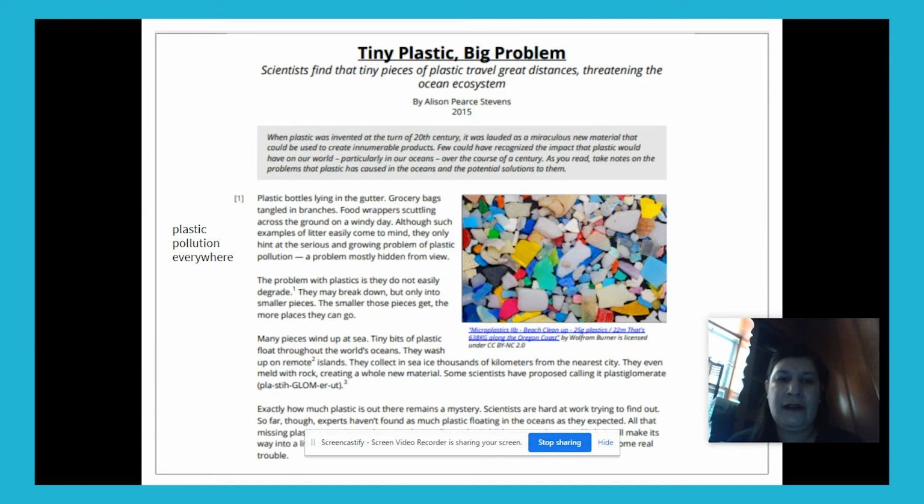The problem with plastics is that they do not easily degrade. They may break down, but only into smaller pieces. The smaller those pieces get, the more places they can go.